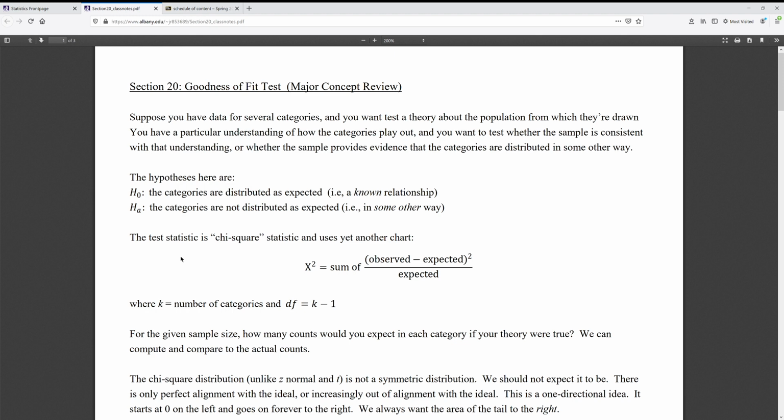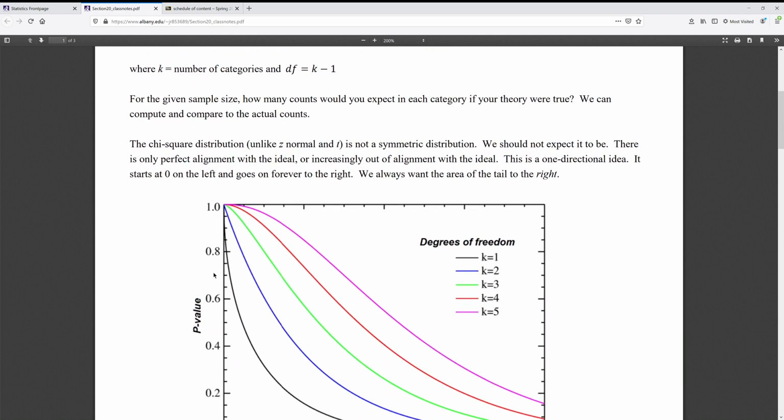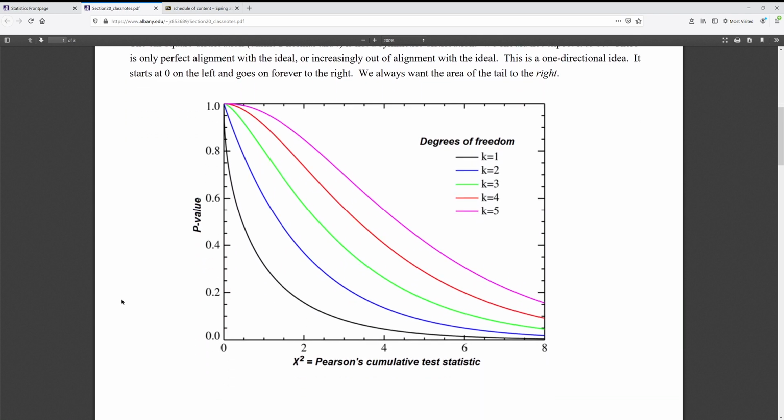The test statistic here is a different kind of test statistic. We've talked about z-test statistics, we talked about t-test statistics, but here we have a different kind of test statistic which is called the chi-square statistic. And the chart for the chi-square looks very, very different from the z-chart and the t-chart. It's not symmetrical. This density curve goes off in one direction. It starts at 0, and then it trails off forever to the right.